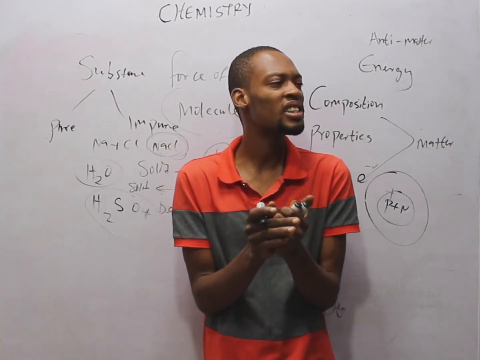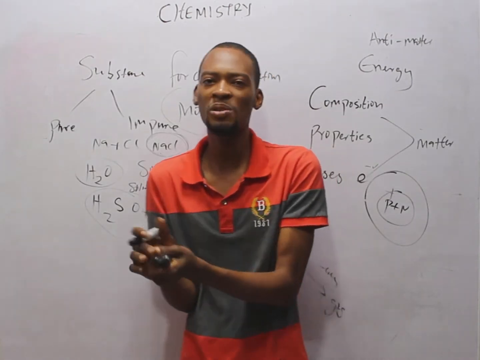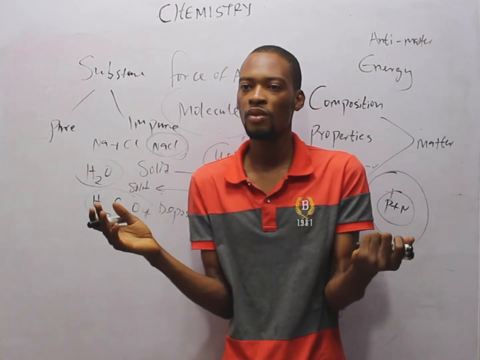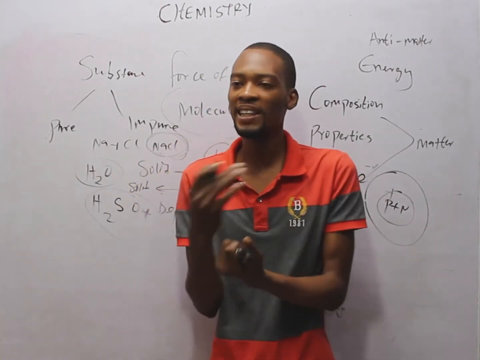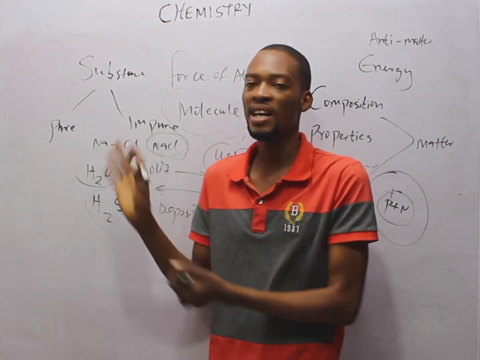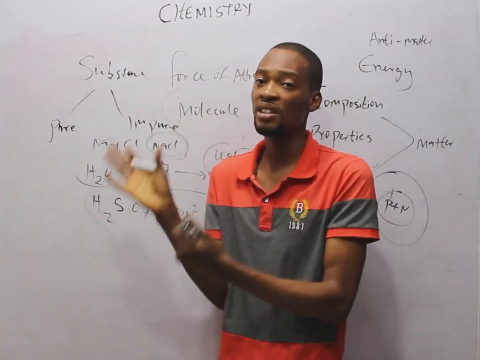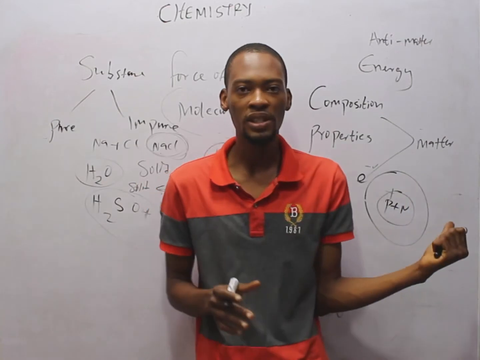He said all matter contain particles that cannot be divided. These particles are called atoms. That's the first Dalton atomic theory, but it was later disproved. We found out that we have subatomic particles, which are electrons, protons, and neutrons, which I just explained.